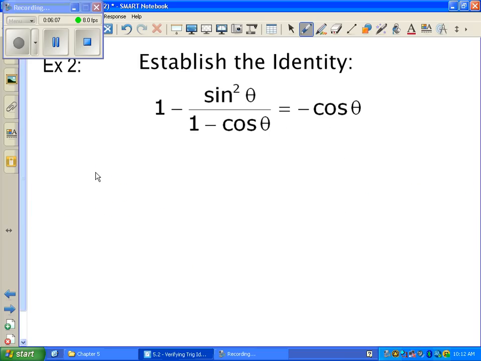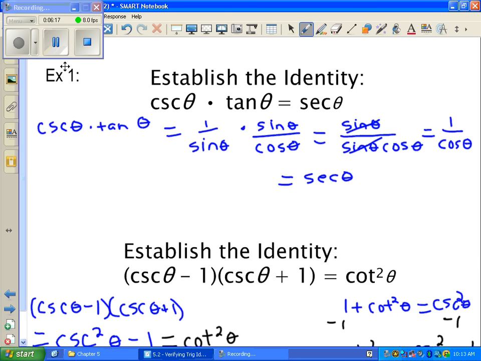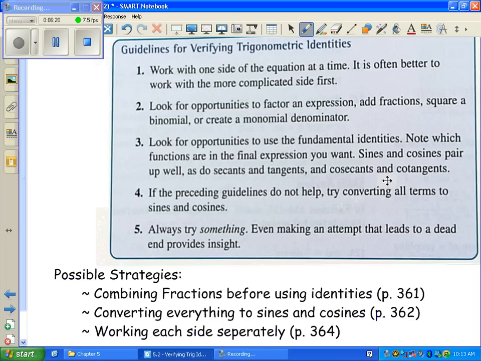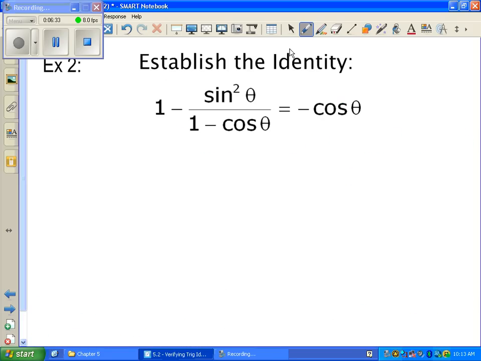Let's look at one more. And this guy's a little tricky, but if you go back to your guidelines, it says that if I want to add fractions, create a monomial denominator. Well, I'm not going to be able to get a monomial, but I need to add the fractions, so I have to have a common denominator. I have 2 terms over here, and I have 1 term over here, so I somehow have to be able to add these together. So I am going to rewrite 1 as a fraction.